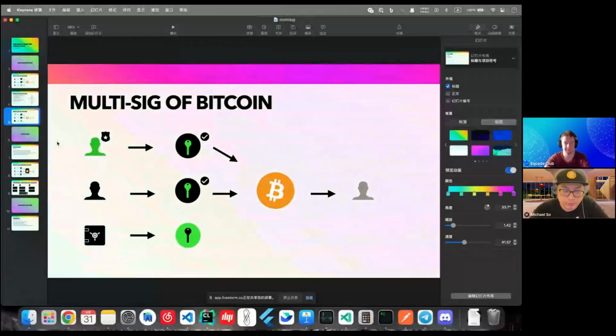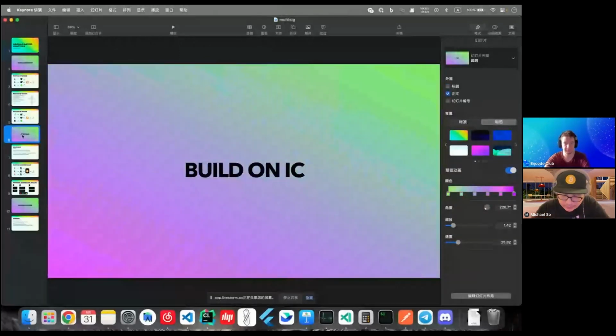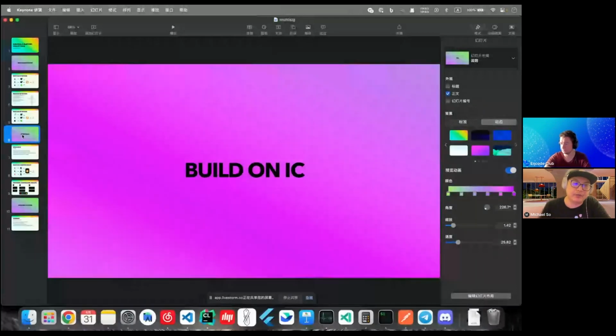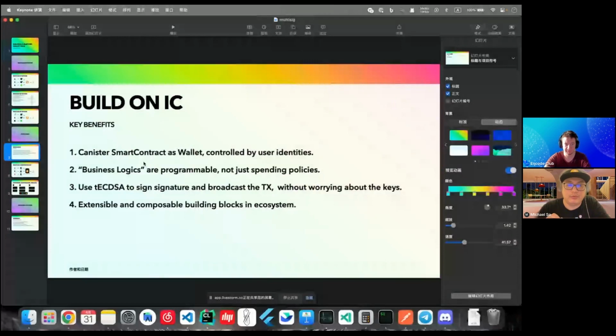And what's different when we are thinking about the same architecture, when we are thinking about building a multi-sig wallet built on IC? So what are the benefits when we are building a multi-sig wallet on IC? The first one is that we are using a Canister smart contract as the wallet. This wallet will be controlled by users' identities, not users' wallets.